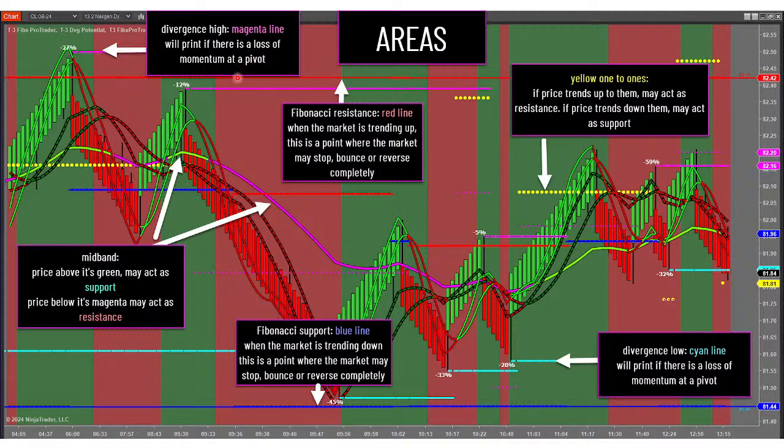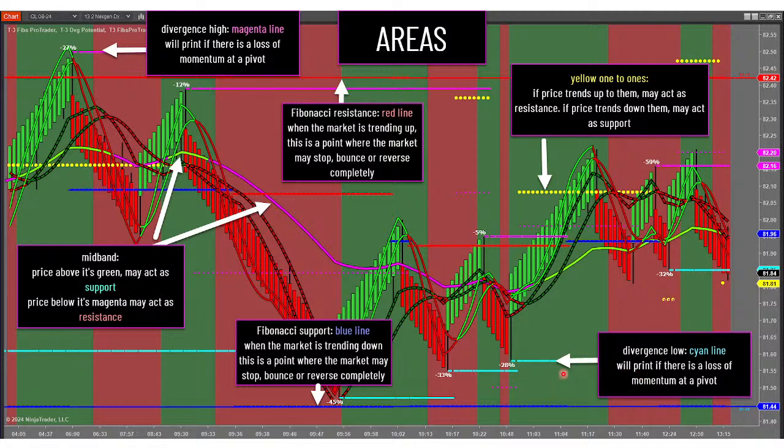These are the lines that we're going to use. Divergence high lines. It's a magenta line. And this magenta line will print if there's a loss of momentum at that high pivot. You don't even see it until about 3 bars deep. So the formation of the magenta line is not a termination condition, but rather it becomes a line in the sand that may stop the market, so we're going to respect it.